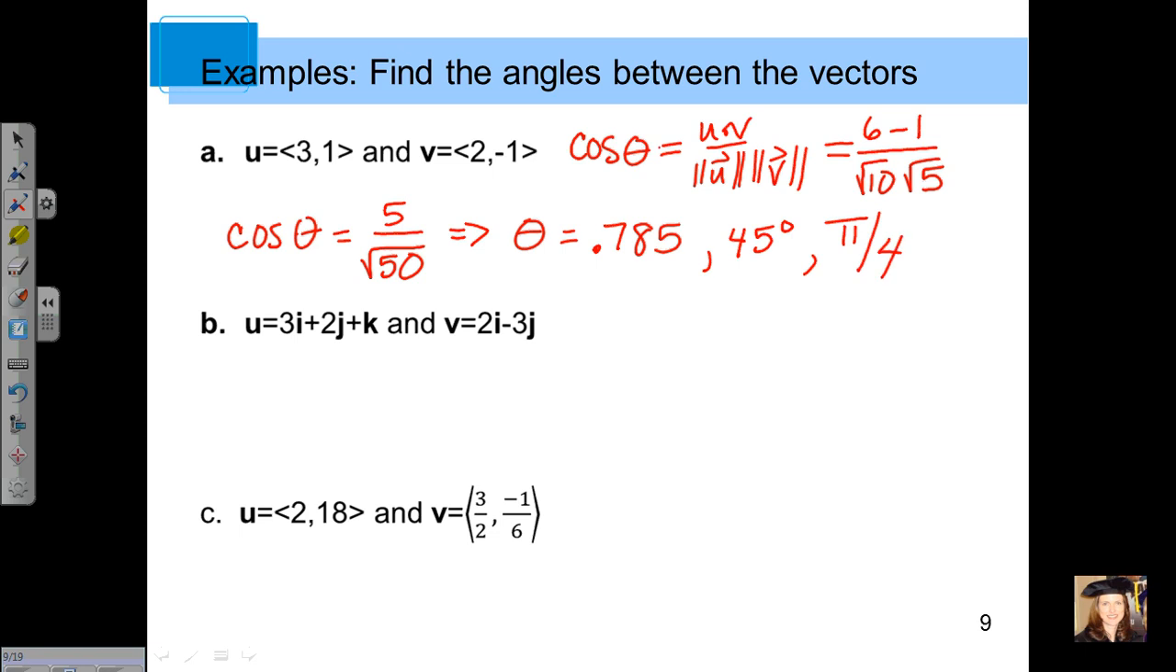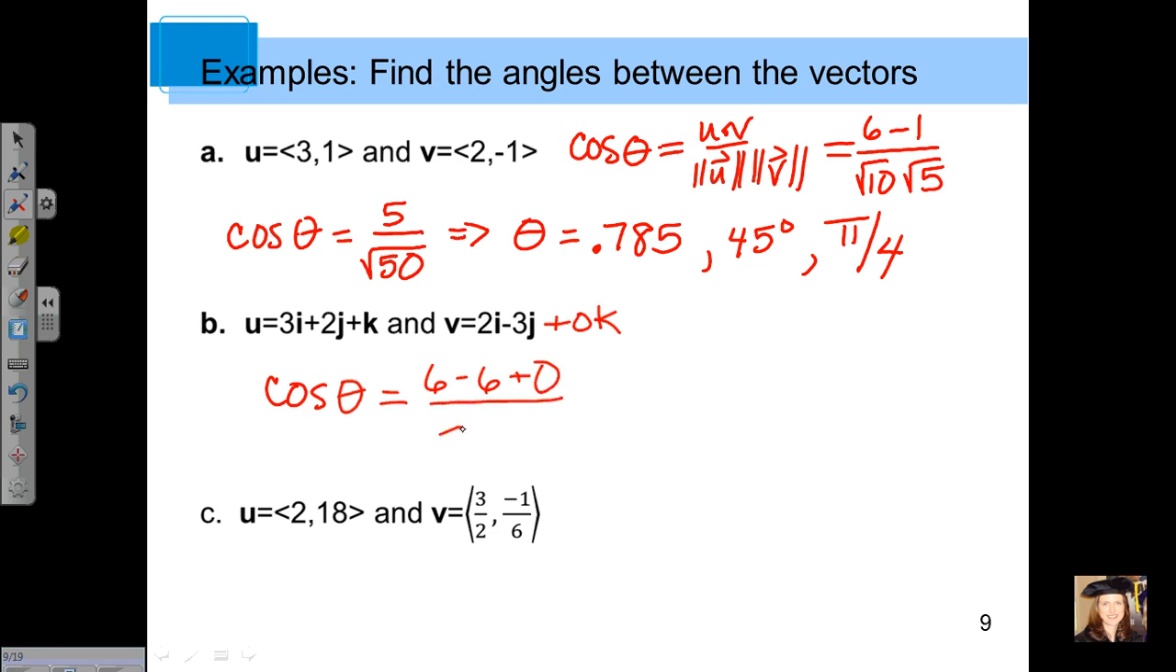Let's find the angle between vectors u and v for part B. Again, we're going to find the dot product of u and v. So the cosine of the angle is equal to the dot product in the numerator. 3 times 2 would be 6. 2 times negative 3 would be negative 6. And the component here is 1, but you can also think of this as 0k. So 1 times 0 would be 0.